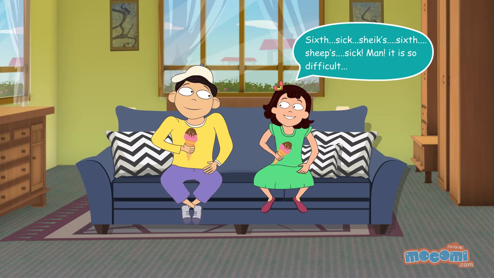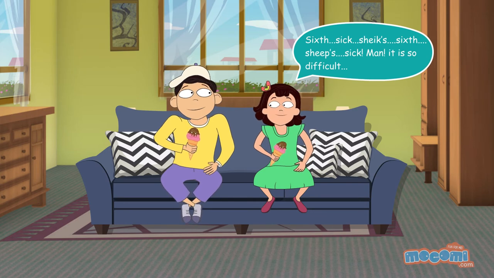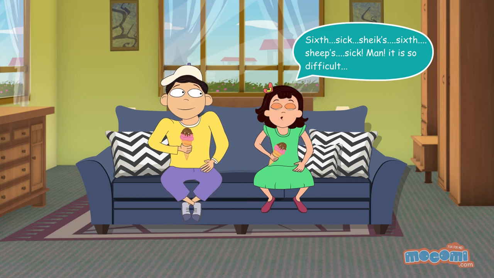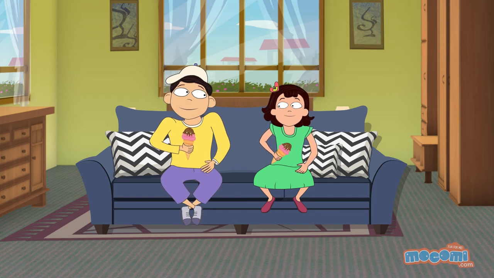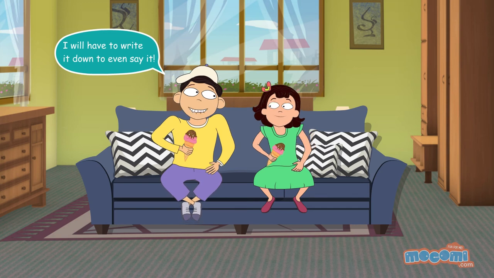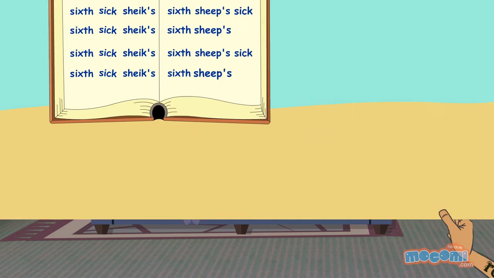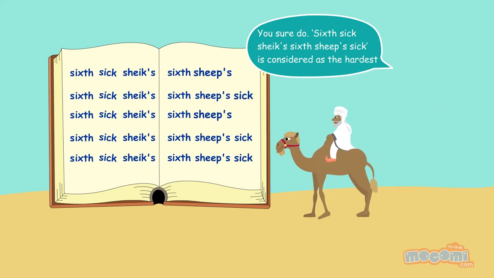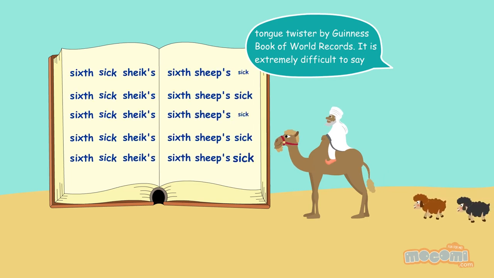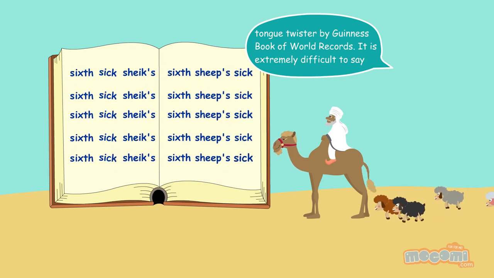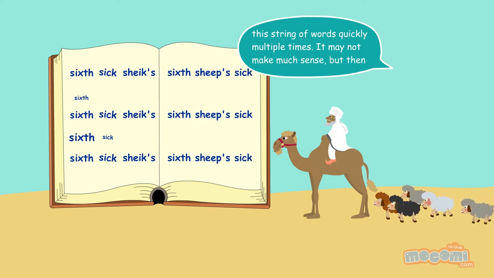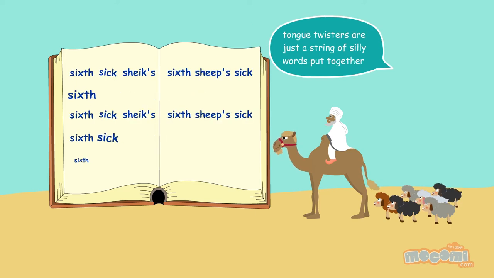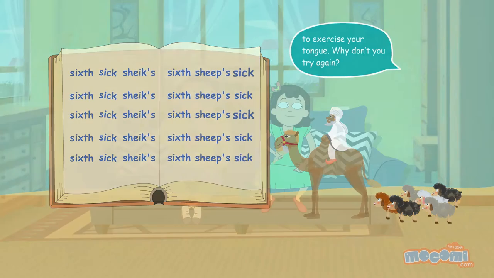She sells sick sheep. Man, it is so difficult. See how long I have to pause after each word. I will have to write it down to even say it. You sure do. Six sick sheep is considered as the hardest tongue twister by Guinness Book of World Records. It is extremely difficult to say this string of words quickly multiple times. It may not make much sense, but then tongue twisters are just a string of silly words put together to exercise your tongue. Why don't you try again?